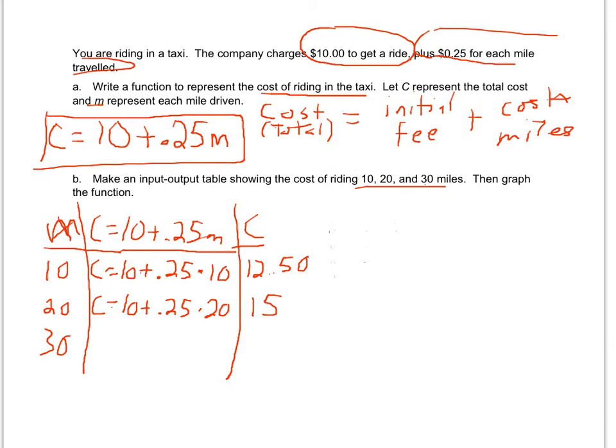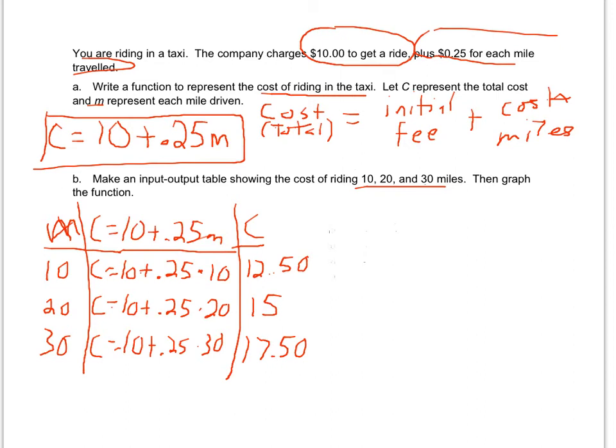On one like that, I would probably expect you to show your work. Just for the sake of time, I'm doing it in my head right now, but you should show me somewhere over here 0.25 times 20, and solve that out and show it. Now, C equals 10 plus 0.25 times 30. 0.25 times 30 is $7.50, plus 10 is $17.50. So here's my input-output table that I've got. I'll go ahead and erase this work up here for you. There's my input-output table.